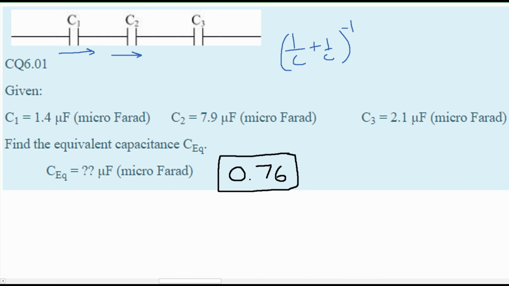This is how you would go about solving capacitors in series. And remember, if they are in parallel, you would just add them together like resistors in series.